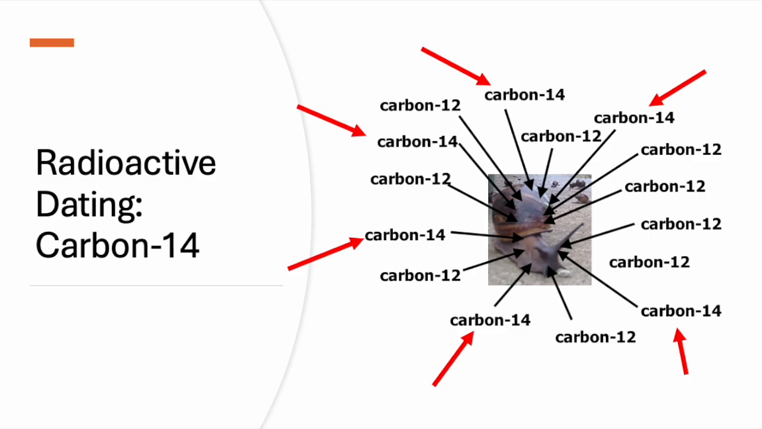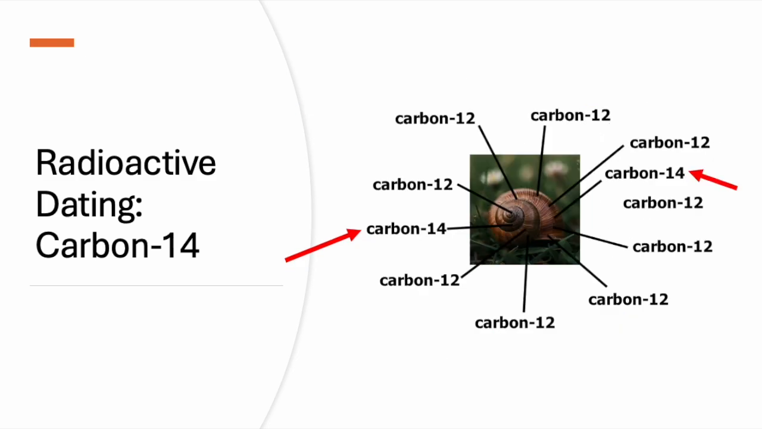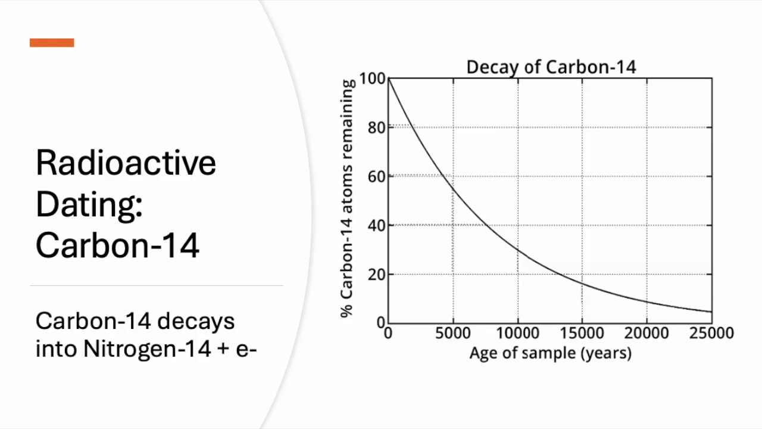One of the most used radioactive isotopes for dating rocks is carbon-14. Carbon-14 is a radioactive isotope of carbon that is found in all living things. Over time, carbon-14 breaks down into a different element.